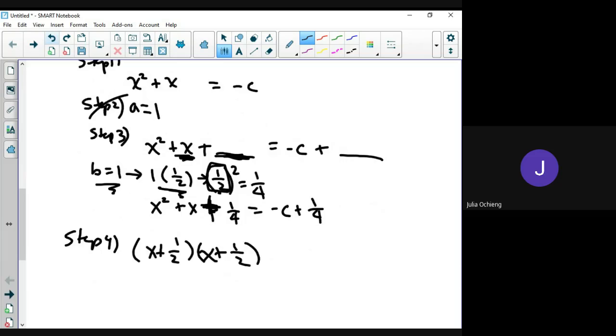And in step 4, you want to rewrite it so that the parentheses, which are always the same on both sides, is written as 1 parentheses squared. And then the other side is still negative c plus 1.